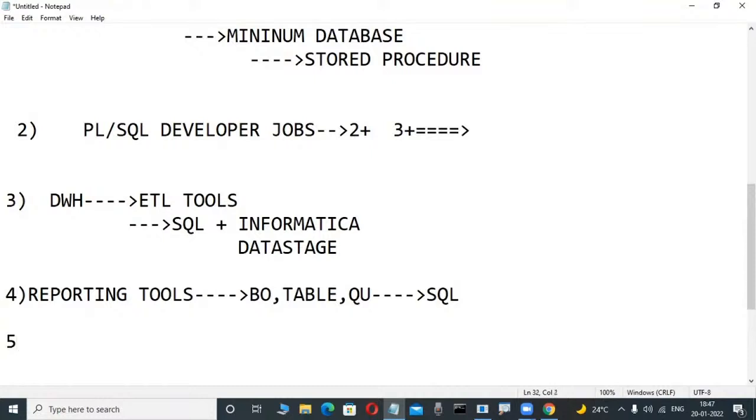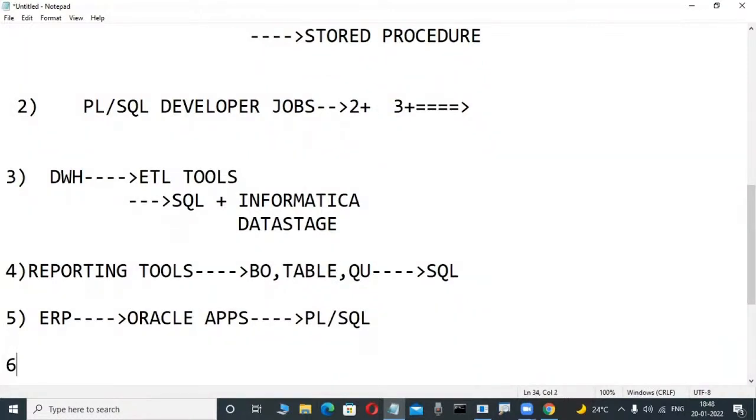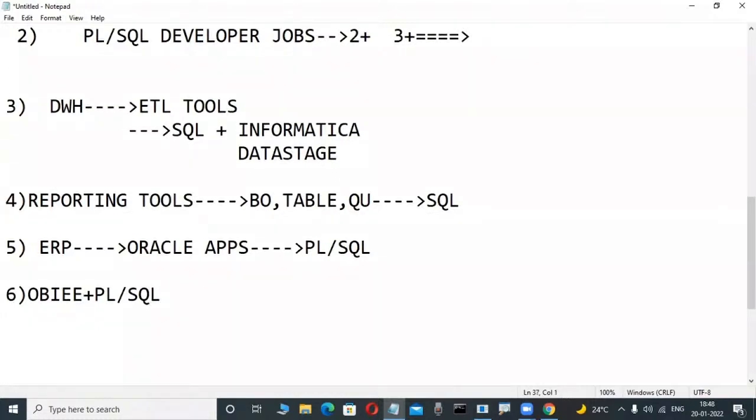Again, some programmers are interested in the ERP side. Oracle Apps is an ERP, same as SAP. Oracle Applications 11i is there. These persons need very good knowledge of PLSQL. They also learn these courses. Again, OBI programmers are there. OBI is a product, and there are PLSQL jobs with it. Those persons also learn these courses.